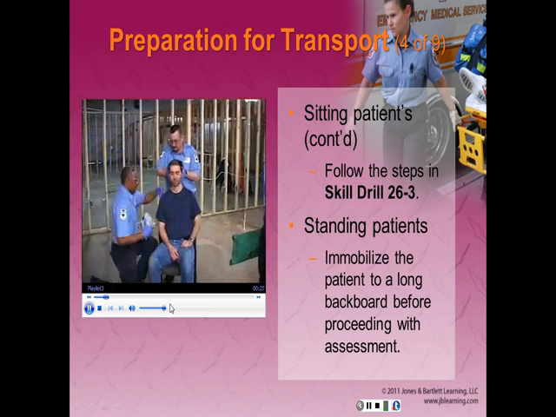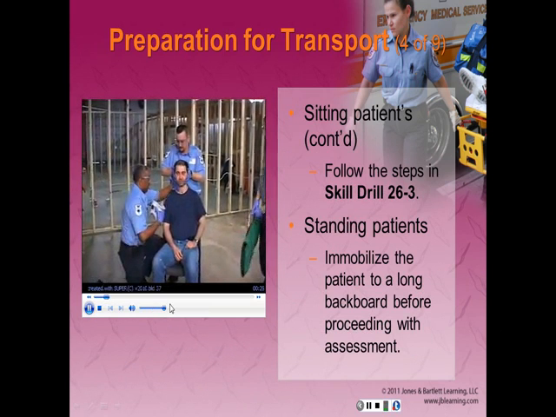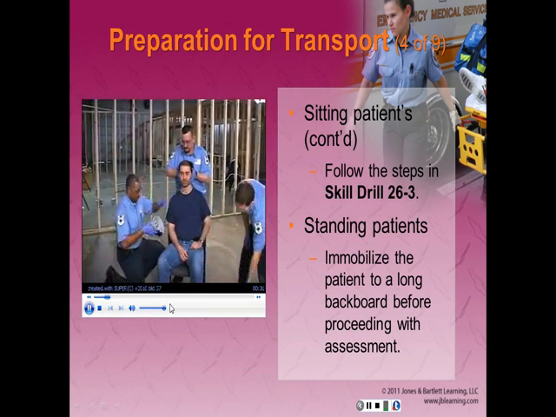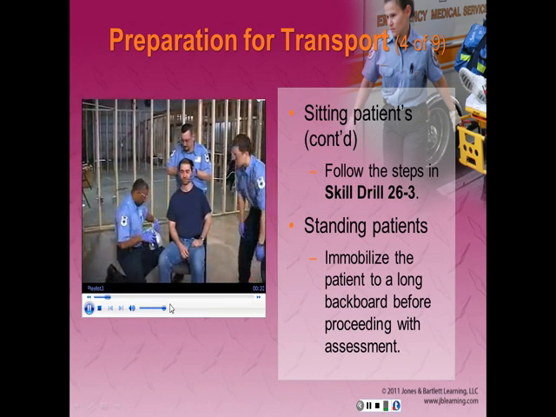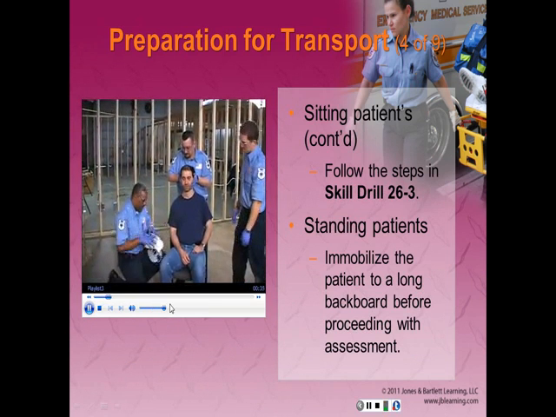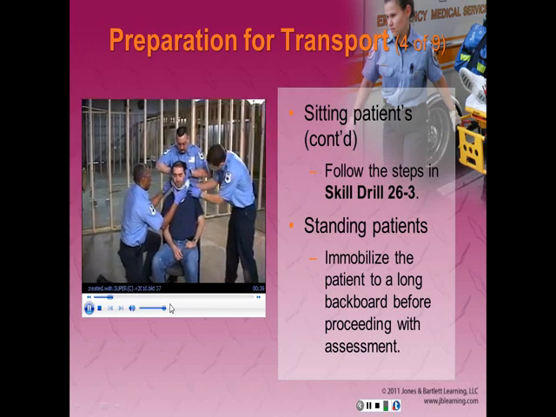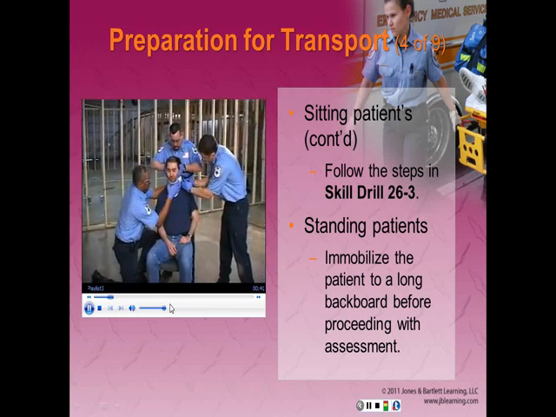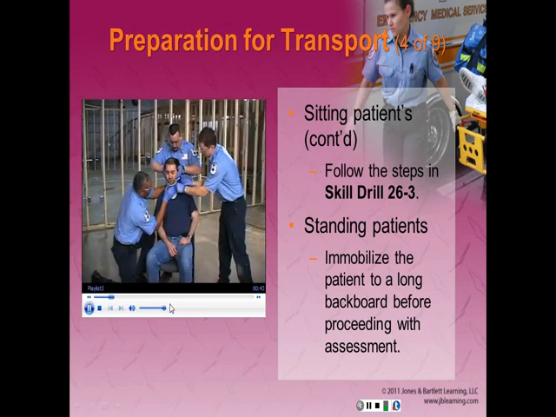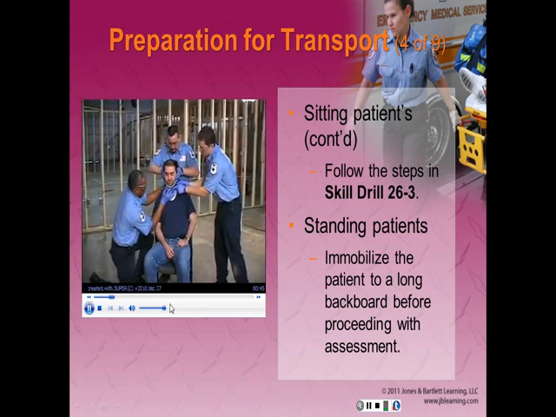Have your partner take control of the seated patient's head and neck, holding neutral alignment until a stabilization device is in place. Choose the correct sized, rigid extrication collar for the patient using an appropriate sizing method. Apply the extrication collar without allowing flexion or extension of the patient's neck.